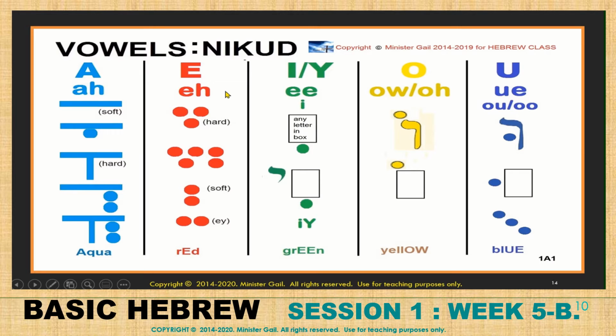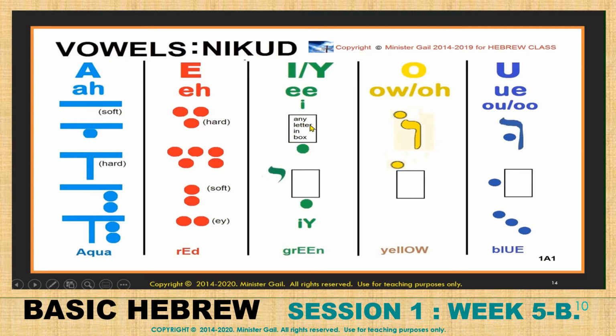E, which is pronounced eh, like in red, will look like three dots, five dots, two dots down, or two across. Sometimes this will be a break in a pair in a syllable and will not be an E. It will just be a break in the syllable. So sometimes this goes back and forth. The I or Y is pronounced like an E.